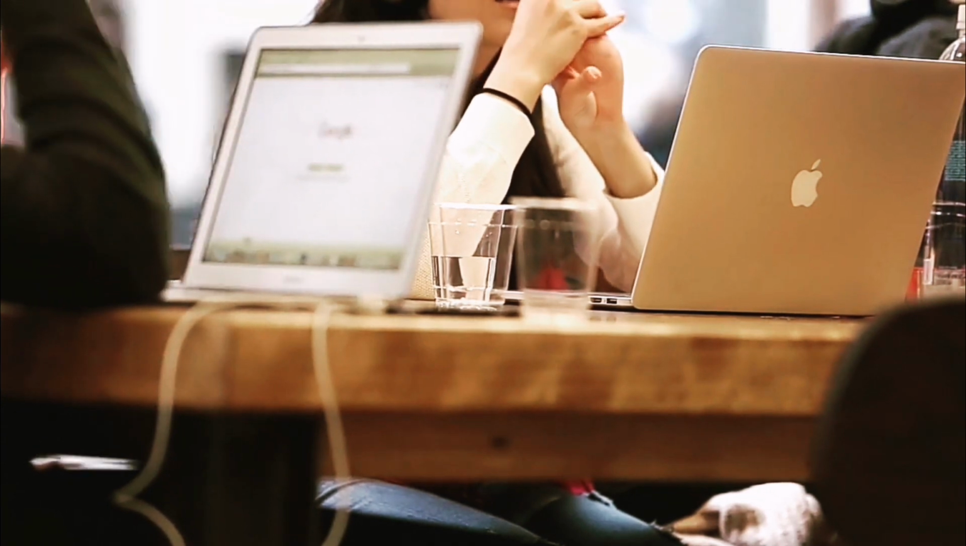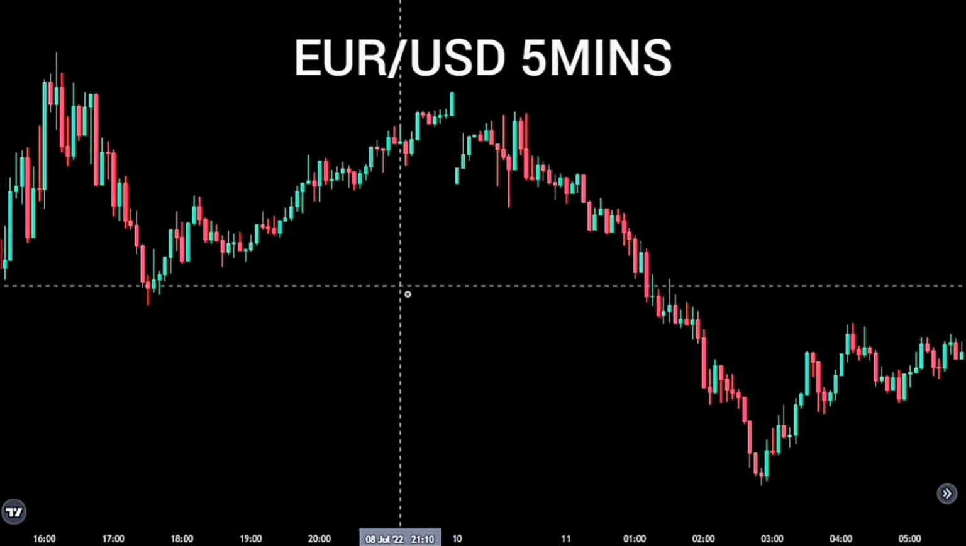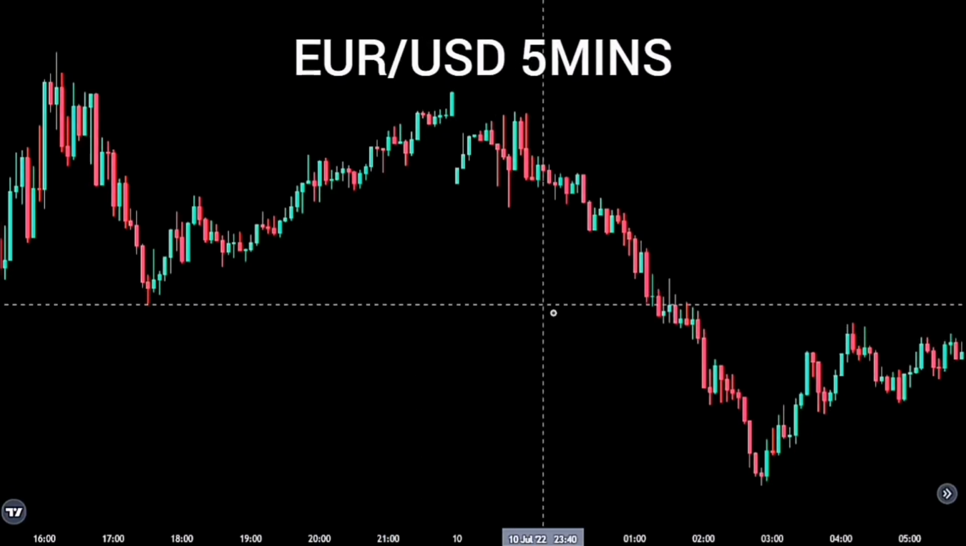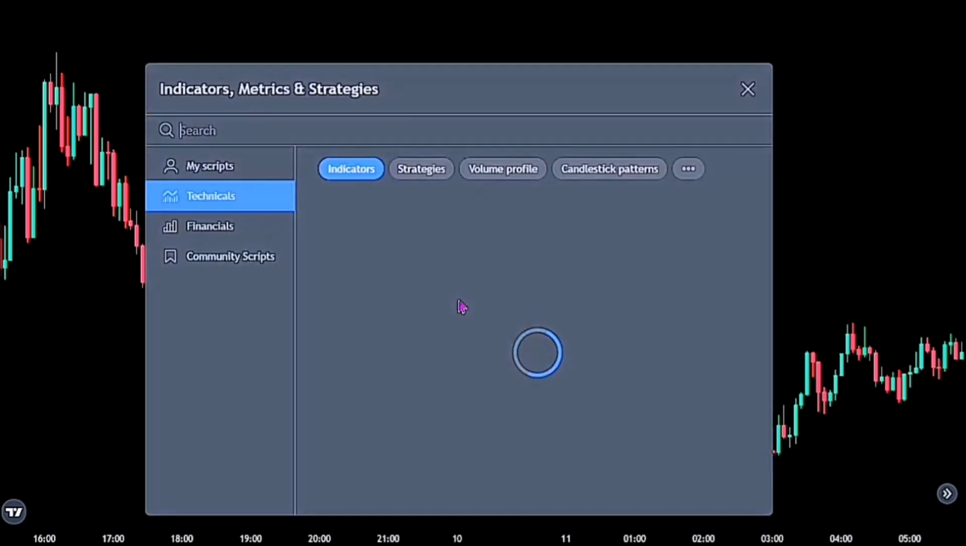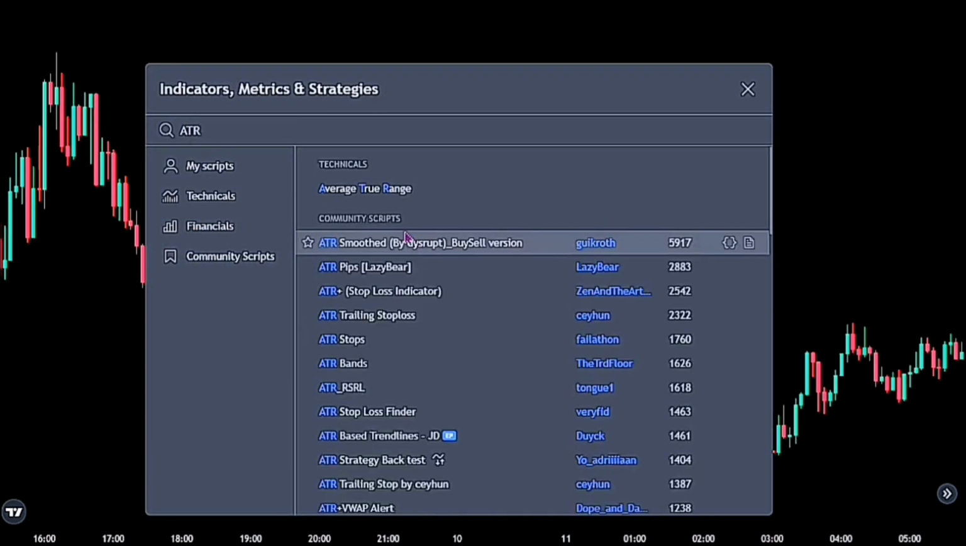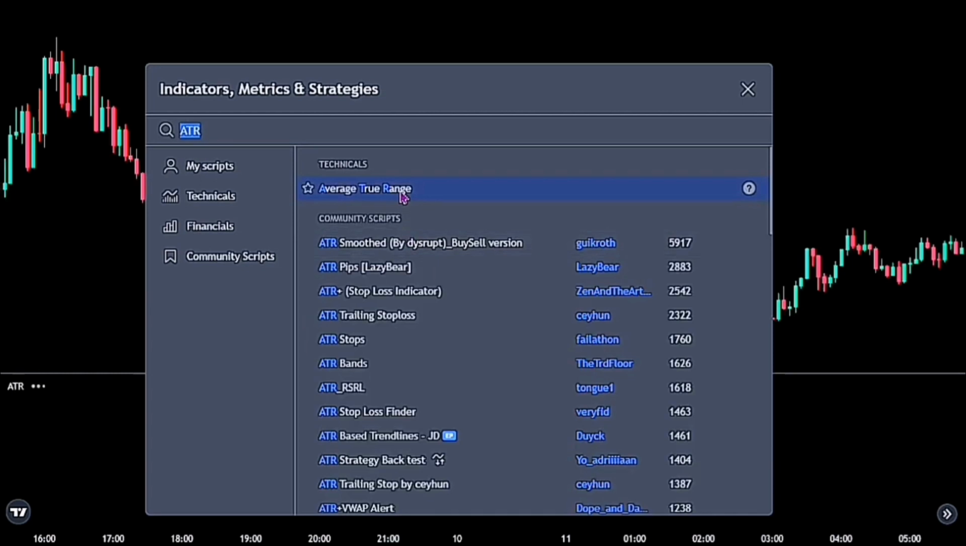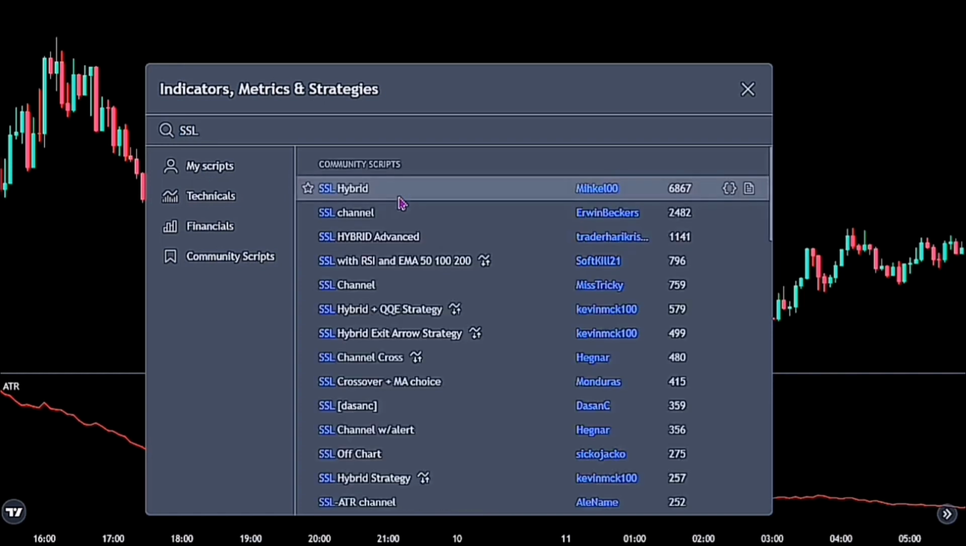Without further ado, let's quickly jump into the strategy for the day. This is the Euro-United States dollars pair, and we are on the 5 minutes time frame. So let's get into our trading strategy.